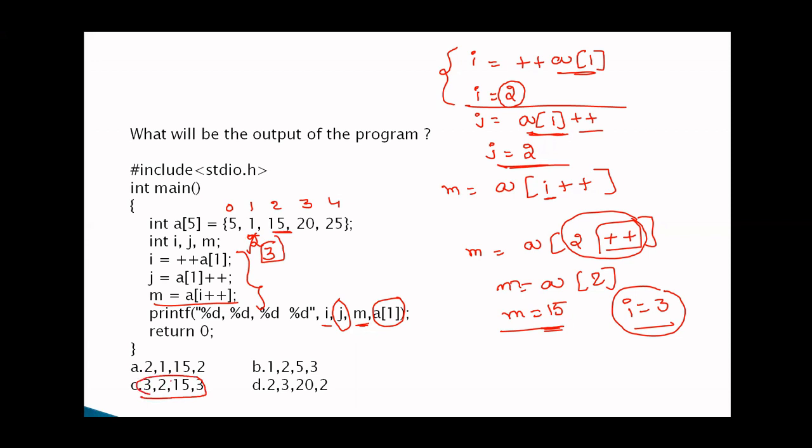So remember, we have to simply analyze step by step carefully what the difference is between pre-increment and post-increment. Pre-increment means first perform the increment and then perform other operations. Post-increment means first perform the other operations in the expression and then finally perform the increment operation.